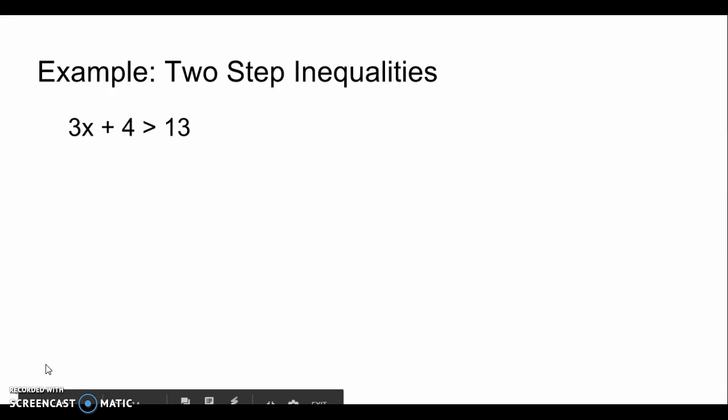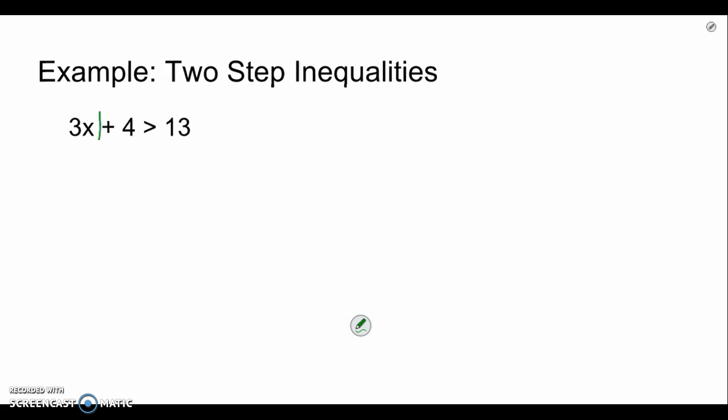All right, let's look at this first example together. We have 3x plus 4 is greater than 13. The first thing that we're going to do is undo addition and subtraction. So here we have plus 4. The opposite of adding 4 would be to subtract 4 from both sides of our inequality, and that would give us 3x is greater than 13 minus 4, which is 9.